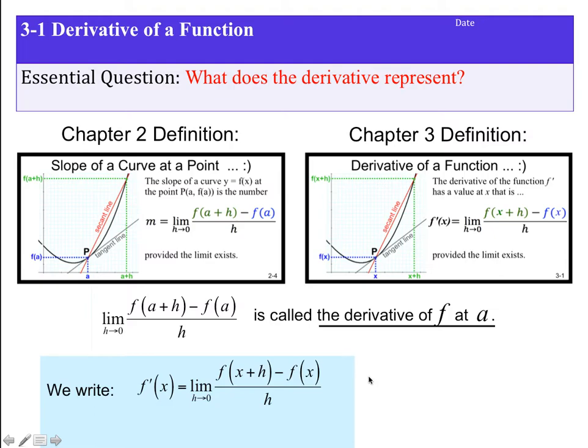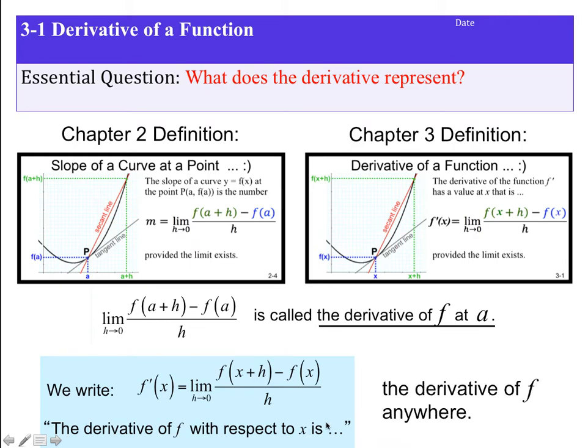And if we want a general expression that will work for anywhere on the function, we replace that x equals a with just x. And so we call that the derivative of the function f with respect to x, some x location. Like I said, that's a derivative of f anywhere. And again, when I say derivative, you can just think slope. So when I say it's the derivative of f anywhere, you think it's the slope of the function anywhere.